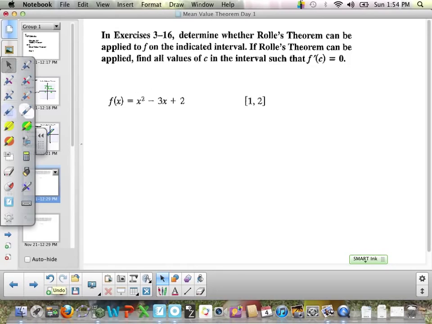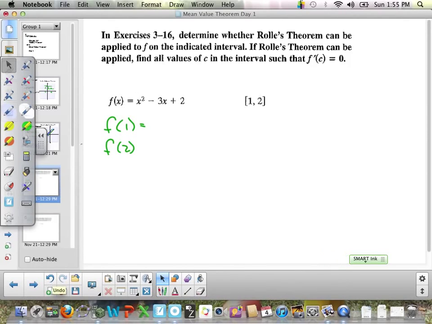Determine, A, whether Rolle's theorem can be applied. If it can be applied, find the values such that apply to Rolle's theorem, such that F prime of C equals 0. To apply, there's 3 conditions that must be met. It must be continuous, it must be differentiable, and the 2 endpoints must equal each other on their y values, or their f values. This is a polynomial, so we know it's continuous on all real numbers and differentiable on real numbers, so it's definitely on the interval from 1 to 2. The next thing we need to check is what is f of 1 and what is f of 2.